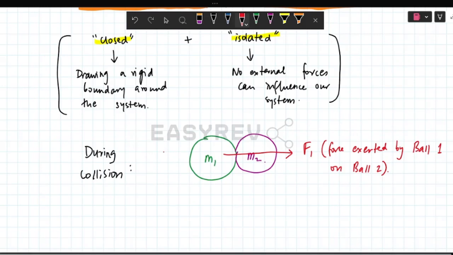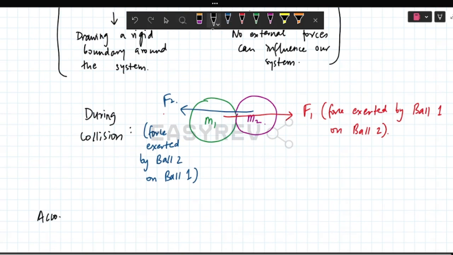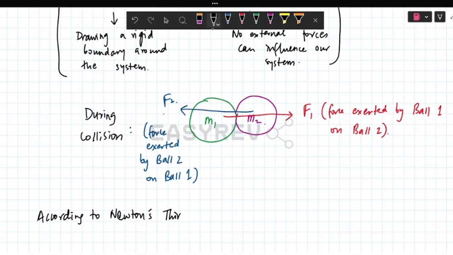In this case, the action force is F1, which is the force that the green ball exerts on the purple ball. In turn, the reaction force will be the force that the purple ball, ball 2, exerts on ball 1. So it's going to be directed in the opposite direction, like so. That's F2, the force exerted by ball 2 on ball 1. According to Newton's third law, the action and reaction pair of forces are equal in magnitude and directed in opposite directions. So being equal in magnitude simply means F1 is equal to F2, and being directed in opposite directions means one of these should have a negative sign. So I've placed it here, right?